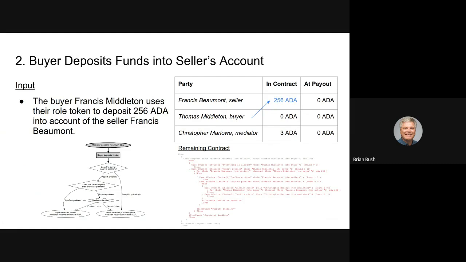The next step is depositing funds. So the buyer deposits the funds, 256 ADA to purchase the bicycle. So we've progressed here on the flowchart.